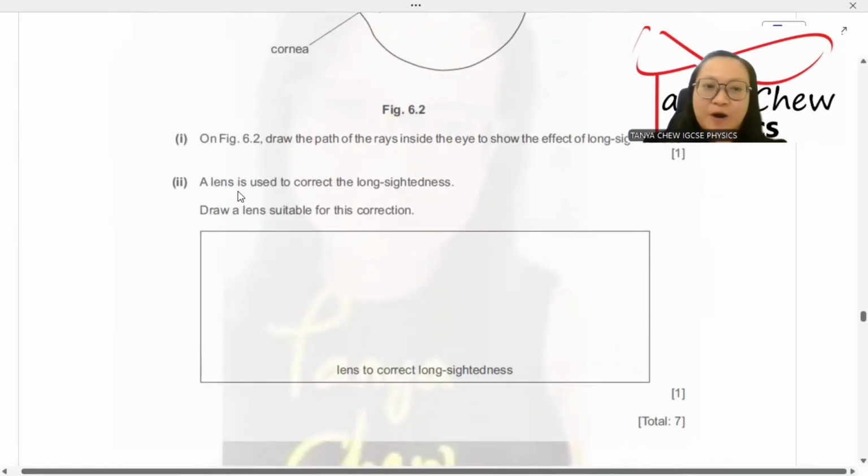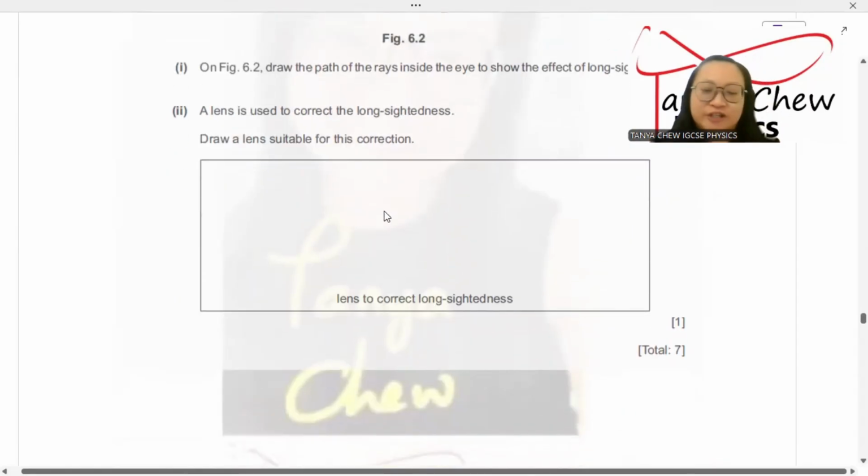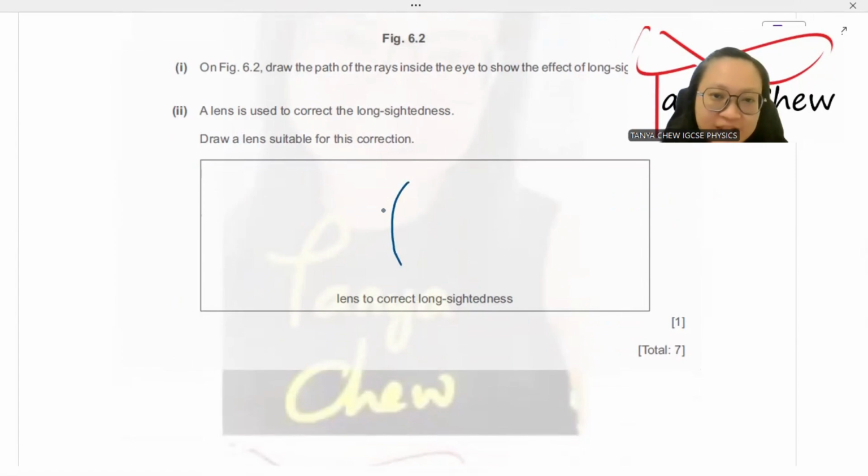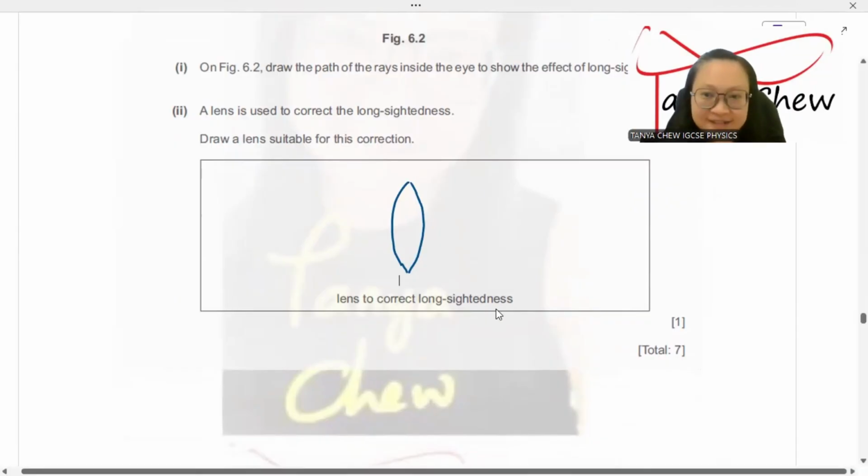So the second part, a lens is used to correct the long-sightedness. Draw a lens suitable for this correction. As long as you draw a converging lens, you are correct. A diverging lens is to correct short-sightedness.